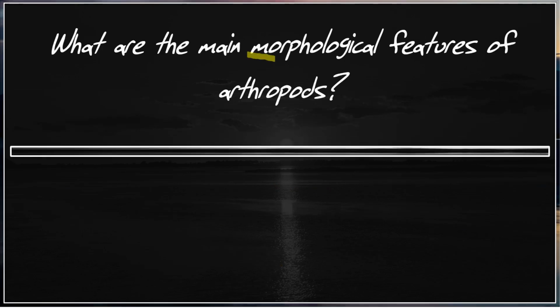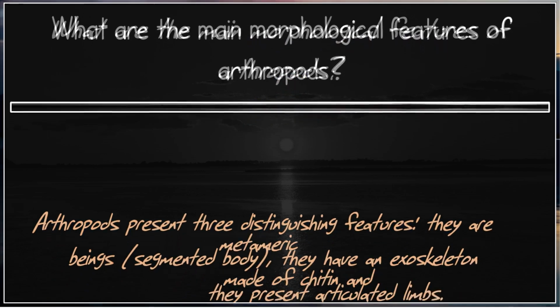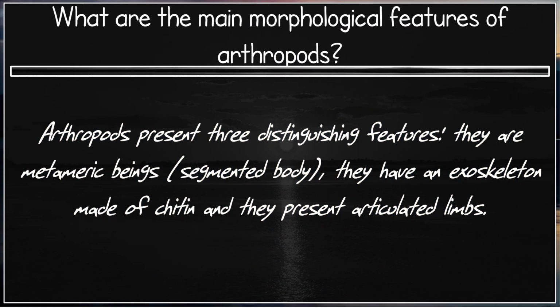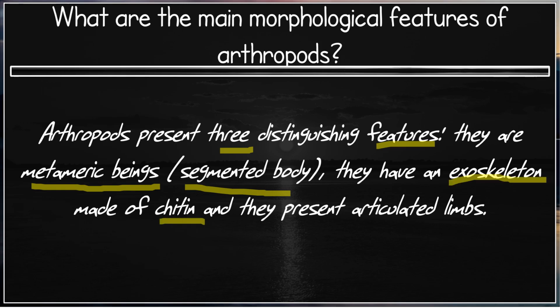What are the main morphological features of arthropods? Arthropods present three distinguishing features. They are metameric beings, that is, segmented bodies. They have an exoskeleton made of chitin. They present articulated limbs.